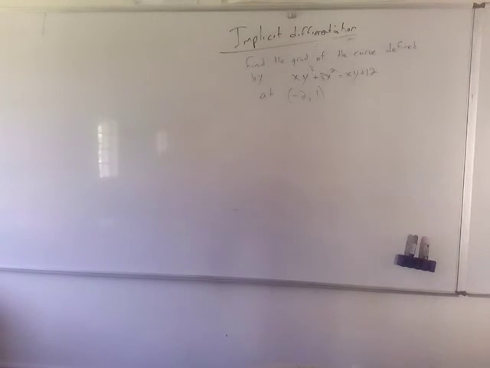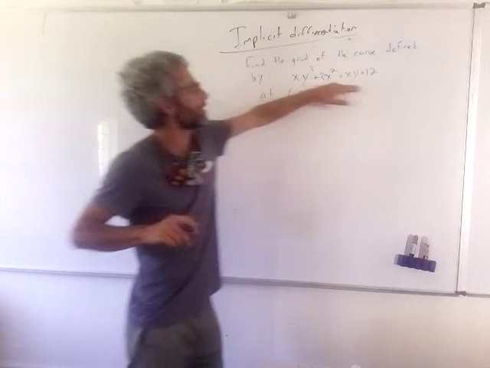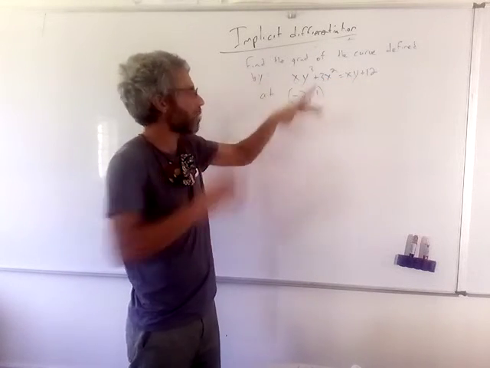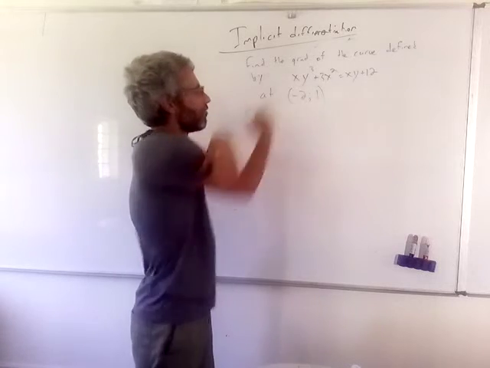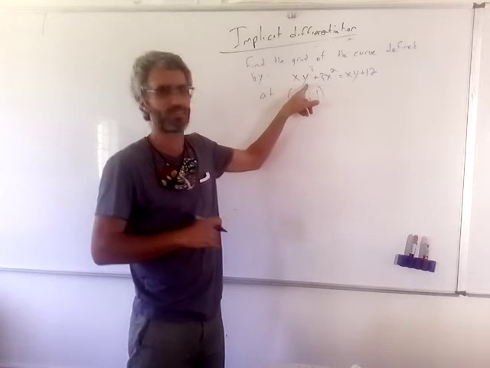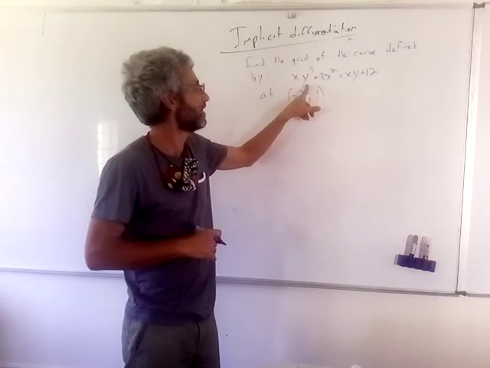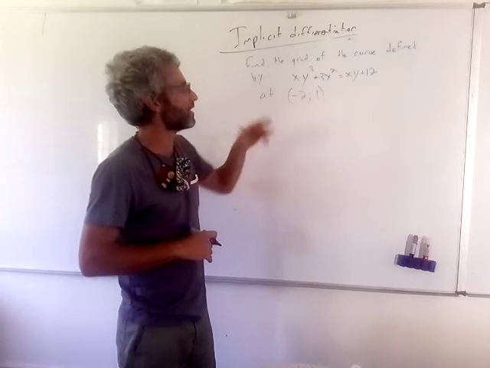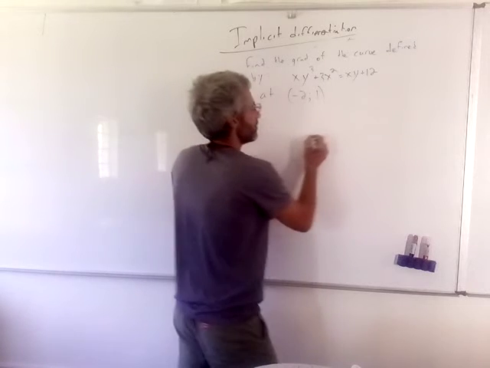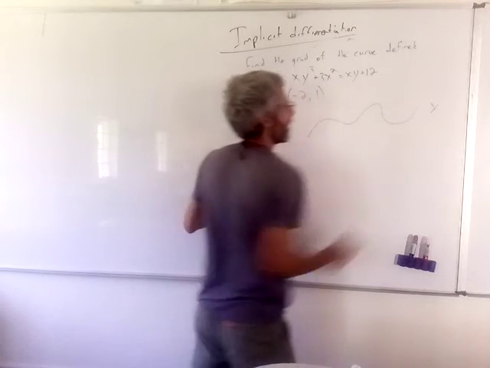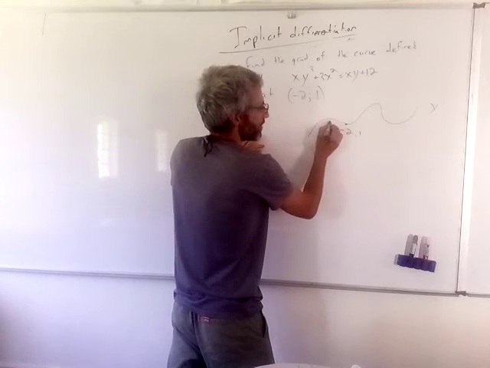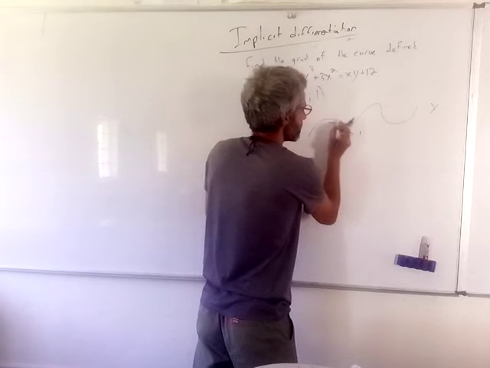As a final example, I've got another curve. It's a very difficult curve. The y is all over the place, all mixed together. I challenge you to try and find what y is in terms of x. What we want to find is the value of the gradient of the curve. The curve will be something like this, let's say this is y, and at the specific point minus 2, 1, I want to find the gradient.